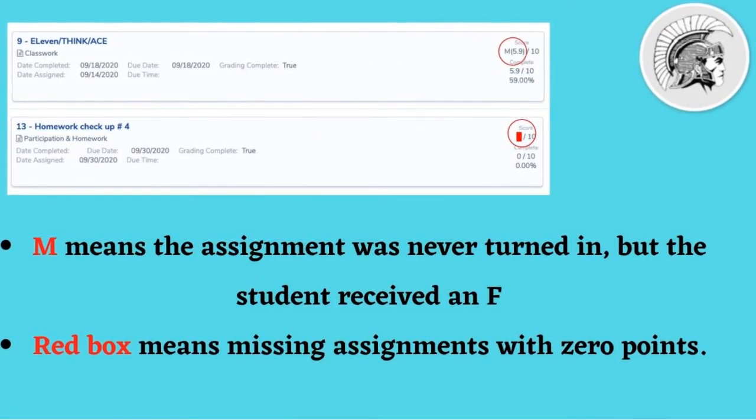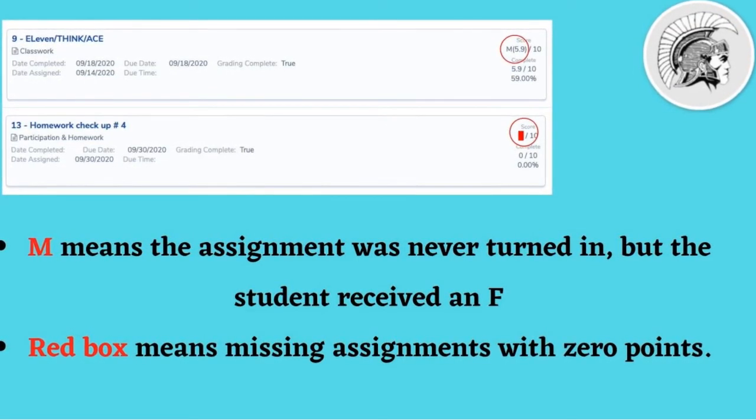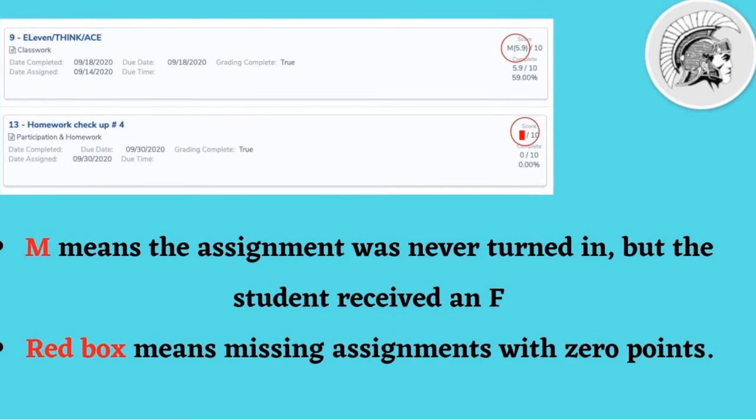The M means that the student never turned in an assignment but got an F. The red box means they never turned it in and they have 0 points.